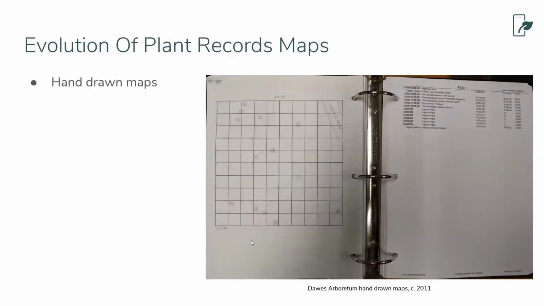And you can imagine prior to the electronic story, we had hand-drawn maps. So this is a good example from Greg at the Dawes Arboretum. It's a hand-drawn map of grids and plants that have been physically measured and then drawn onto a grid. So a lot of time-consuming effort there, but dating only to 2011, so relatively recent.